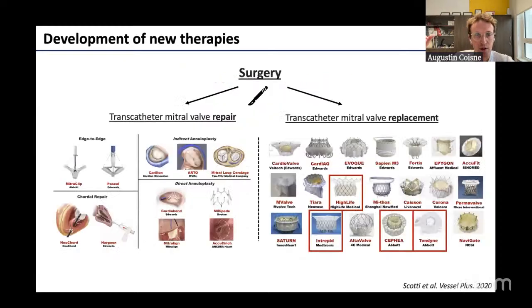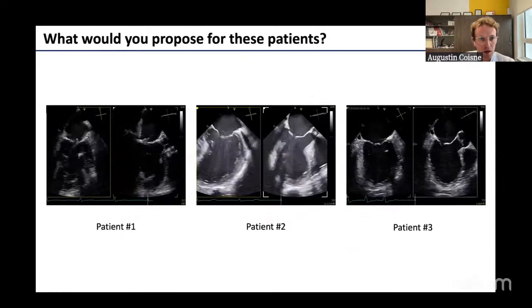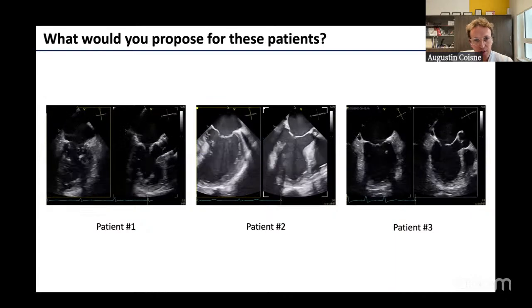But most importantly, we have this development of new technology. We can have transcatheter mitral valve repair. It can be edge-to-edge repair, chordal repair, and indirect or direct annuloplasty. And of course, all these TMVR devices. I just highlighted in red the cases we've done in Lille: Intrepid, Cephea, and Tendyne. I saw that, guys, you did an amazing AltaValve case last week, but we can discuss all this technology afterward. So I wanted to start with these 3 patients.